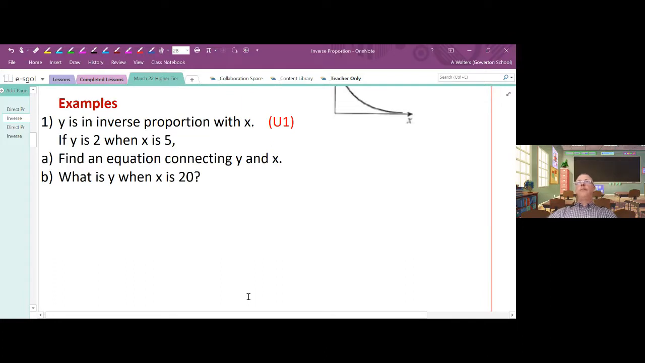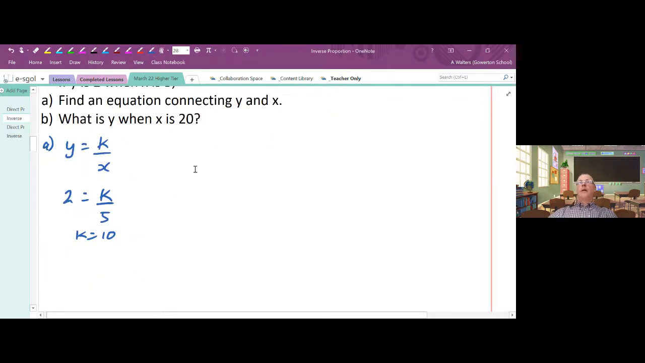Typical question, paper 1. Y equals some constant, because it's inverse proportion, over X. That is the link. It's not K times X, it's K over X. So what we've got, I replace Y with 2, being very careful. Replace X with 5, make sure they're the correct way around. Now obviously K then equals 10. And if K equals 10, I then replace K up here in this formula. So we end up saying Y equals 10 over X. And that is our statement.